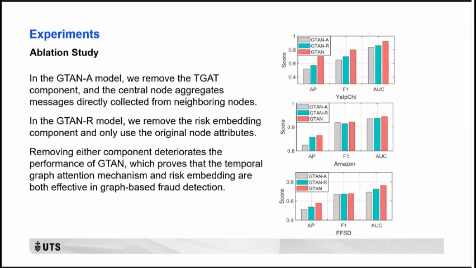The gray bars in the right figure show that the removal of the attention mechanism has the greatest impact on the accuracy metrics of the model. This proves that the reweighting of temporal transaction neighbors from the temporal graph attention mechanism is effective in our graph-based methods. Besides, the green bars in the right figure get the second highest scores compared with GTAN, which proves that the risk embedding is effective in modeling credit card fraud patterns from transaction risk propagation. In summary, removing either component deteriorates the performance of GTAN, which proves that the temporal graph attention mechanism and risk embedding are both effective in graph-based fraud detection.